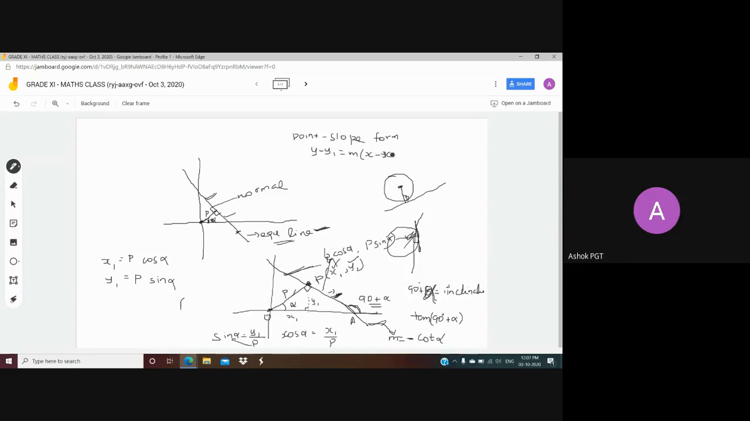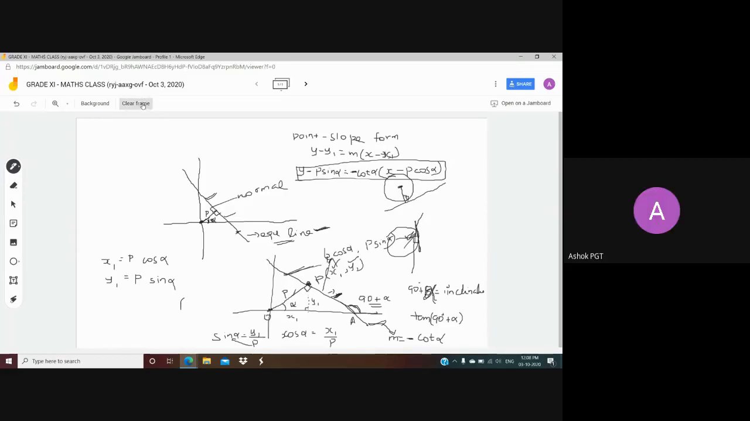Thank you, students. The point-slope form is y minus y1 is equal to m into x minus x1. Here, in place of y1 we can substitute p sin alpha, right? And in place of m I can substitute minus cot alpha, and in place of x1 I can substitute p cos alpha. Students, are you clear till now? We are going to simplify this. Till now, are you clear? Please reply. Yes, sir. Thank you, students.